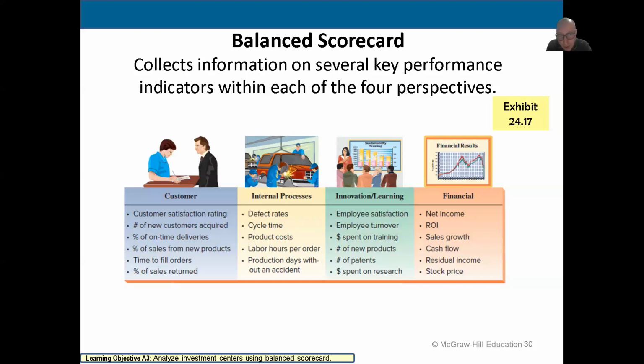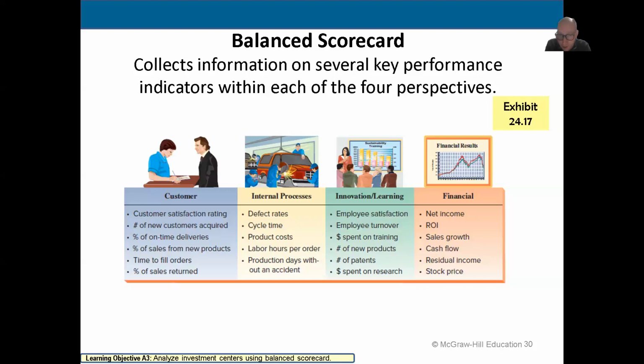From a customer's perspective, we look at things like customer rating, number of new customers, on-time delivery percentage, percentage of sales from new products, time to fill orders, percentage of sales returned. List goes on and on. It's not just these, but it gives you a snapshot of the information we look at from customers. And then from internal processes, we look at things like amount of defects, cycle time, product costs, labor hours per order, days of production without an accident, etc.